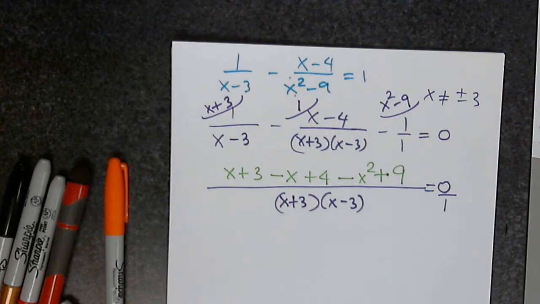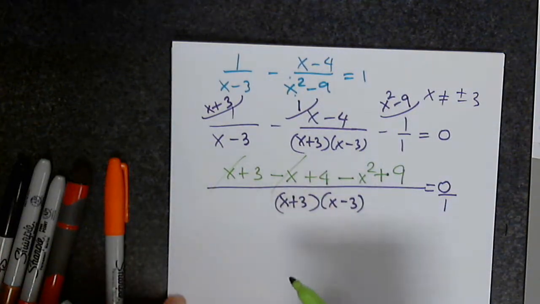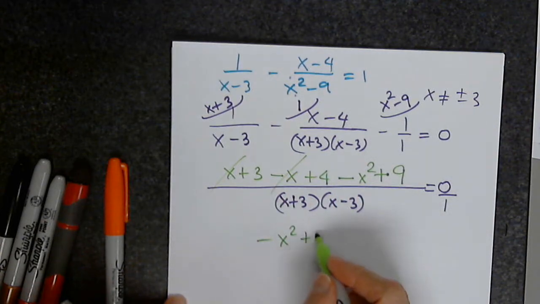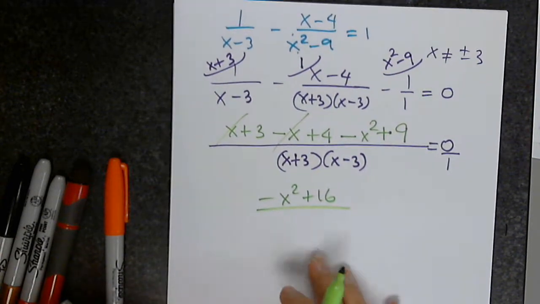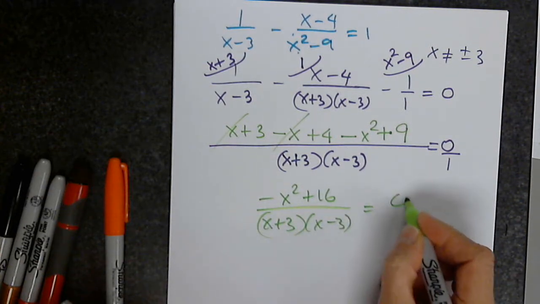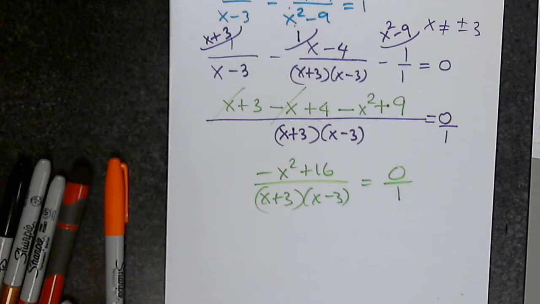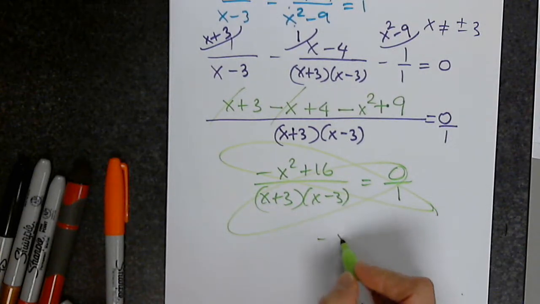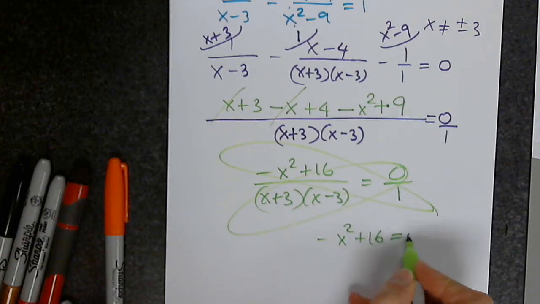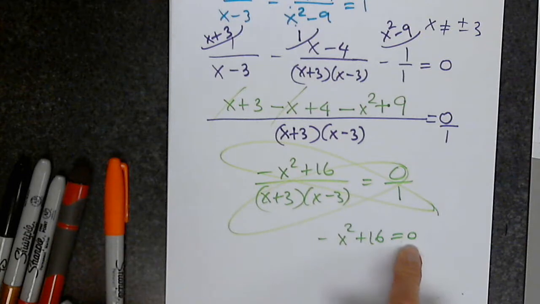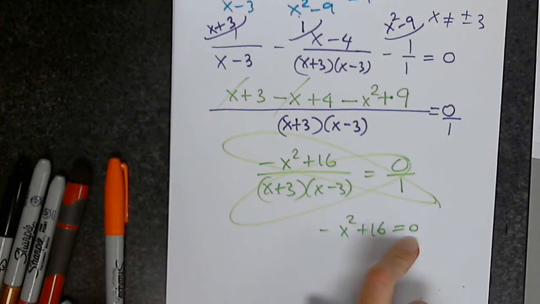Do we agree with all steps? Okay. So now these two go away. Then I have negative x squared, and this is 7 added to 9, which is positive 16, over x plus 3, x minus 3, equals 0 over 1, because it's a proportion now, which means negative x squared plus 16 equals 0. Denominator didn't go anywhere. When I multiply these two, I got 0. That was the purpose, to simplify it.